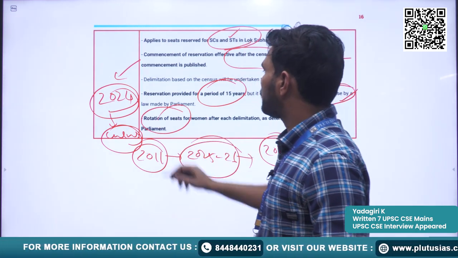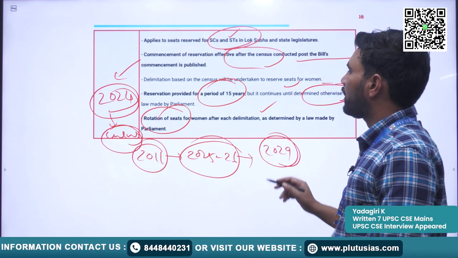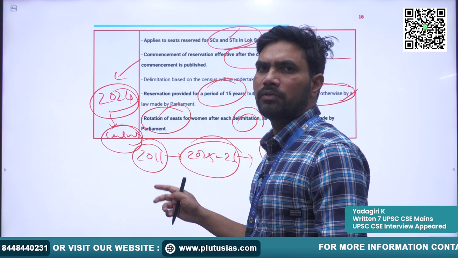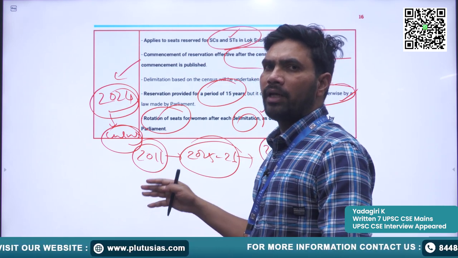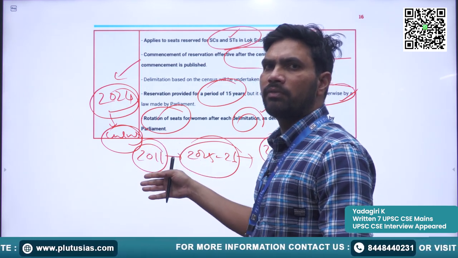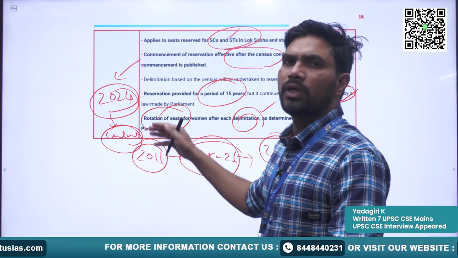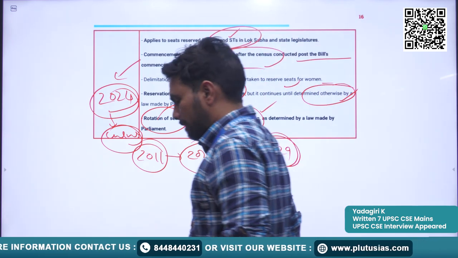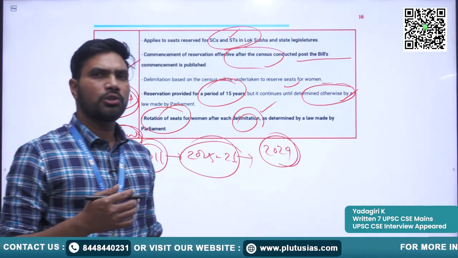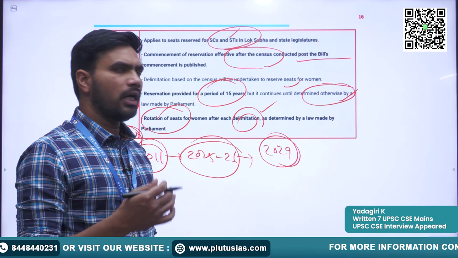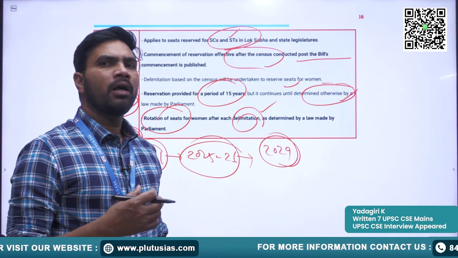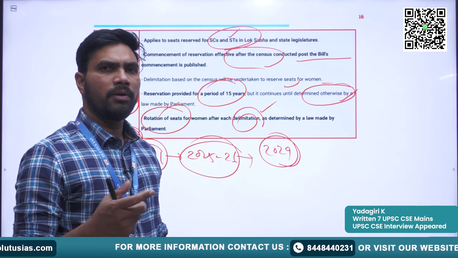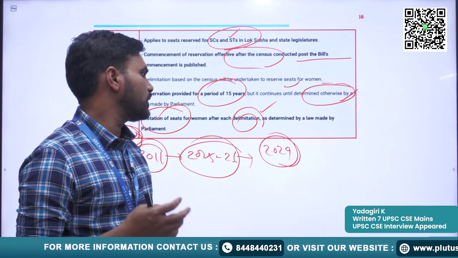There will be rotation of seats for women after each delimitation. So there will be a rotation of seats after every census and subsequent delimitation. So these are some of the aspects about the 106th Constitutional Amendment Act, right? These are some of the Constitutional Amendment Acts which I thought were important from the point of view of examination. I hope you have gained some important information through this lecture.